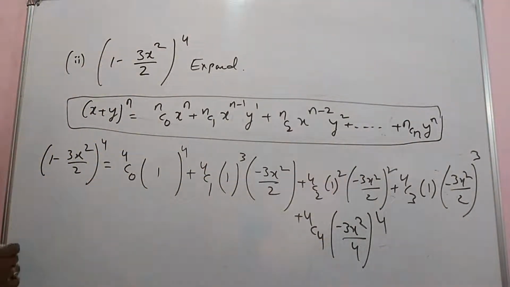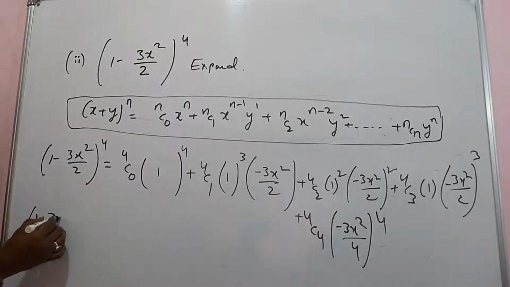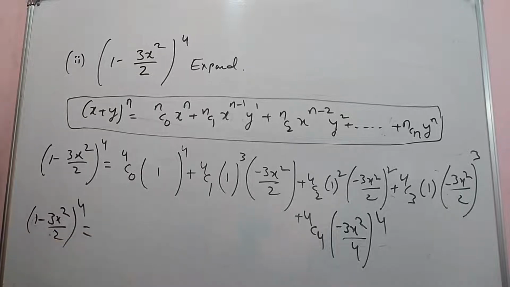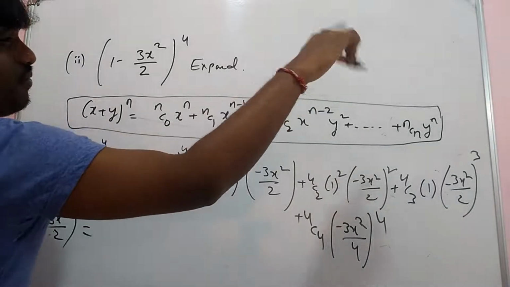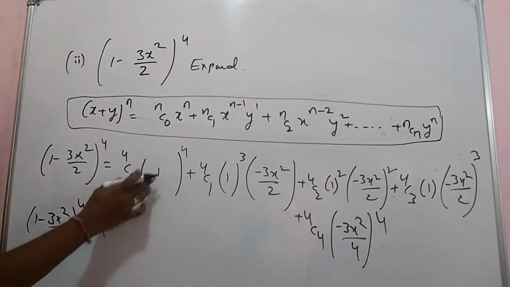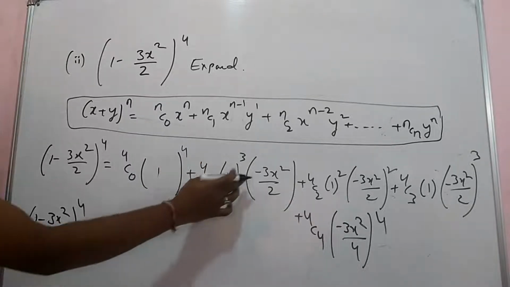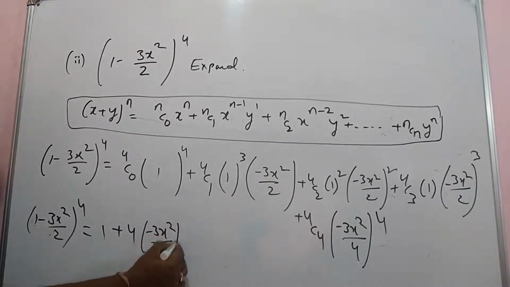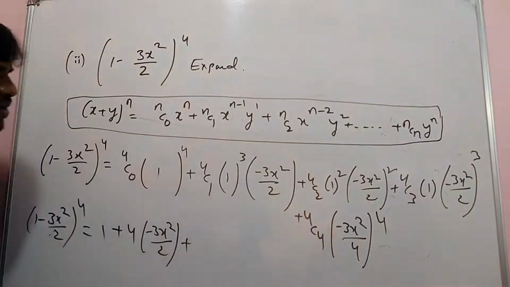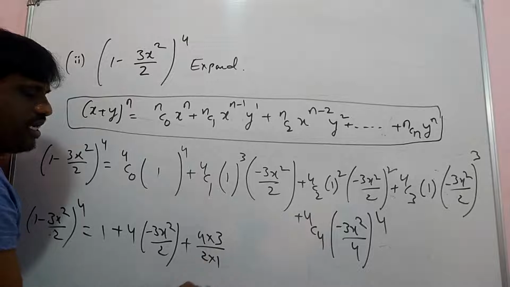Okay, now you can simplify this. What am I going to get here? 1 minus 3x square by 2 raised to power 4 can be written as 4C0. I told you the corner coefficients will always be 1. So this will be 1, and 1 power 4 is 1. Plus 4C1, whose value is 4, and this value is minus 3x square by 2, plus 4C2. What is the 4C2 value? 4 multiplied by 3 over 2 factorial.